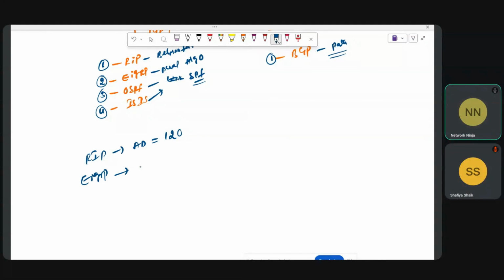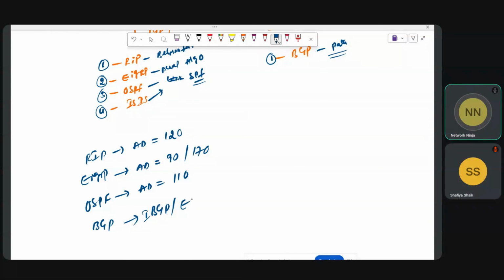EIGRP will have AD values of 90 and 170. For internal routes, 90 is used, and for external routes, 170 is used. For OSPF, we have the AD value 110. If you take BGP, Border Gateway Protocol, in BGP we have IBGP and EBGP. The IBGP AD value is 200, and the EBGP AD value is 20.